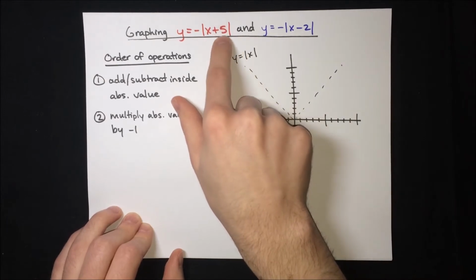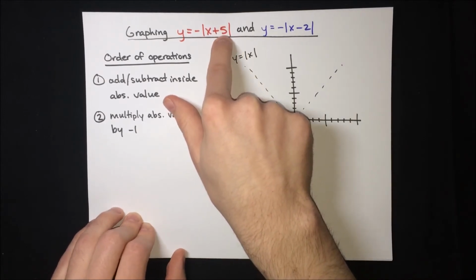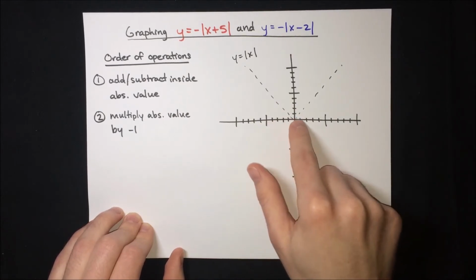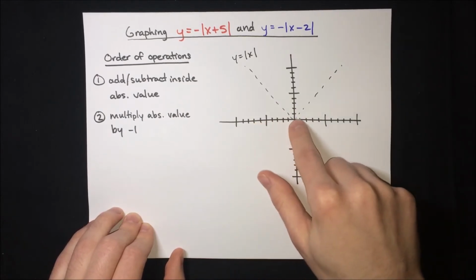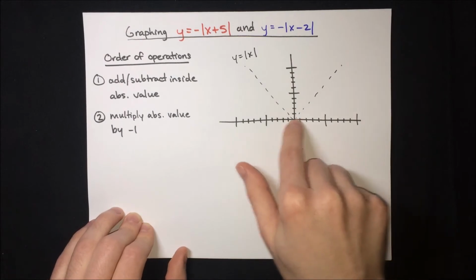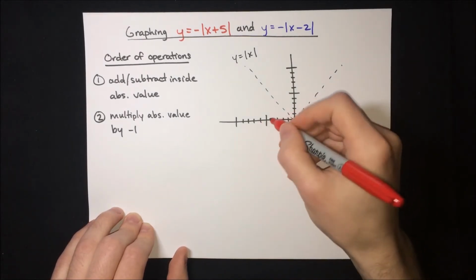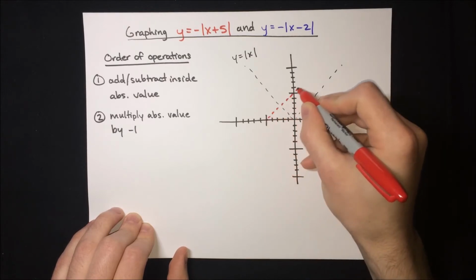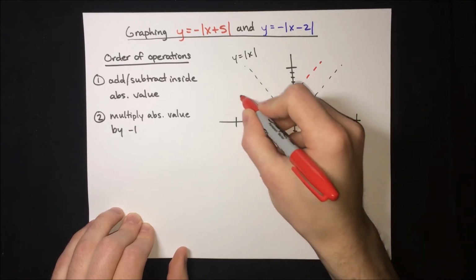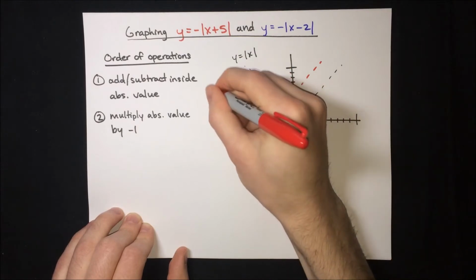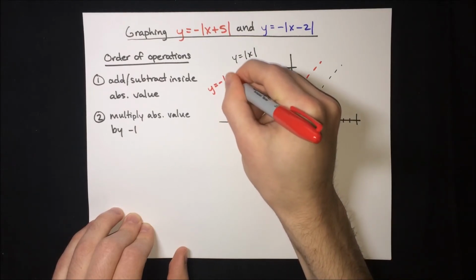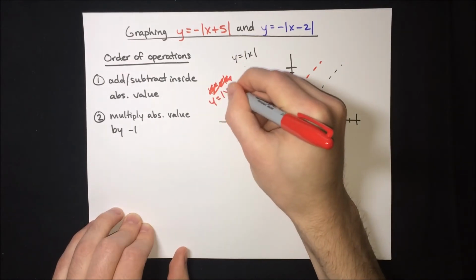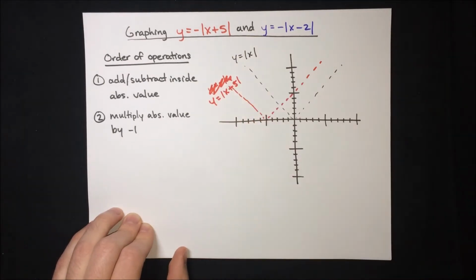And when we're adding by 5 inside of the absolute value, we actually have to shift left 5. We have to shift -5. So we're translating the graph 5 units to the left. So we're starting here, and we're going up this way, going up that way. And that's y equals absolute value of x plus 5.